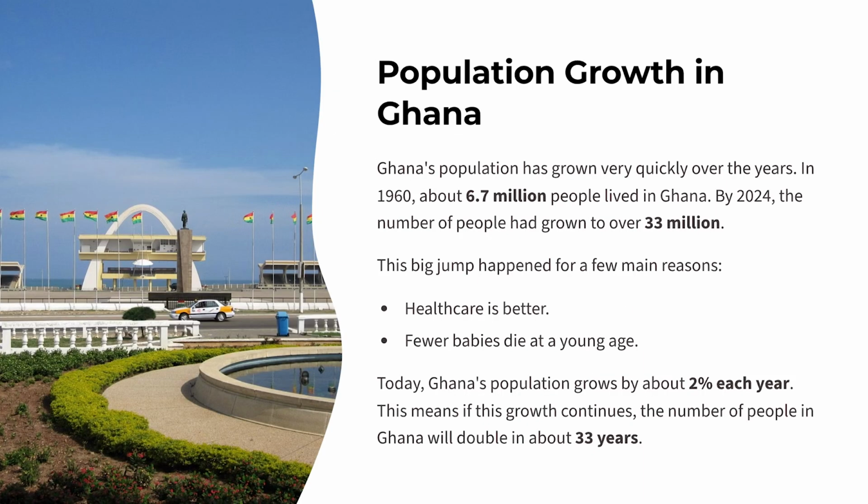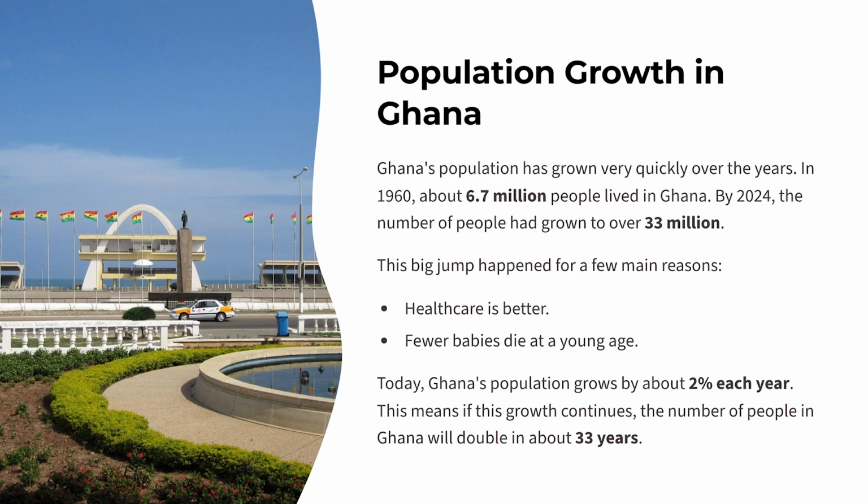Ghana's population has been growing very quickly over the years. In 1960, Ghana had about 6.7 million people. By 2024, that number had risen to over 33 million people. That's almost 5 times more people in just about 60 years. Why did this happen? There are a few main reasons.